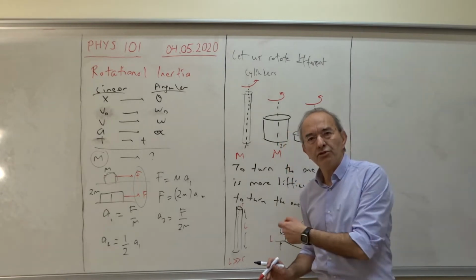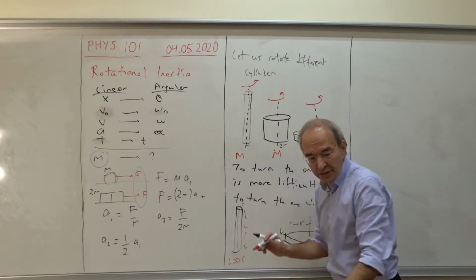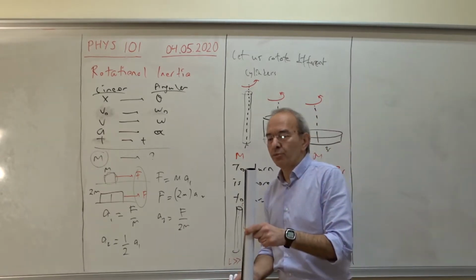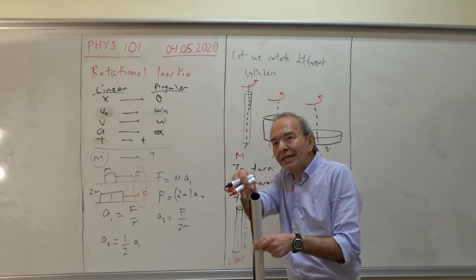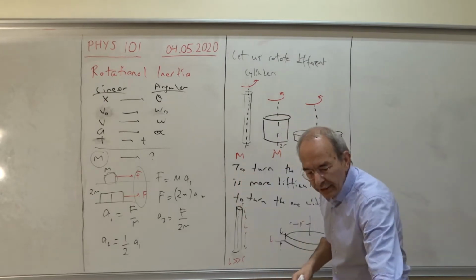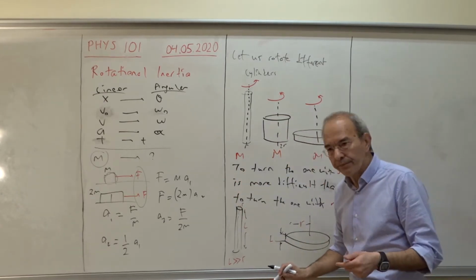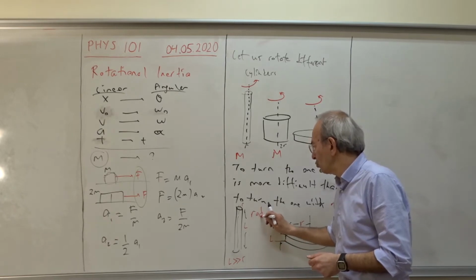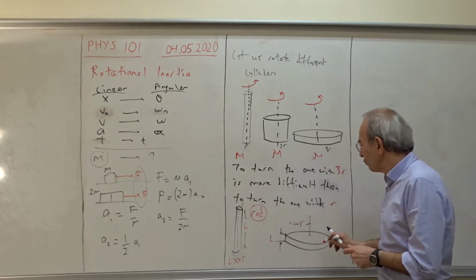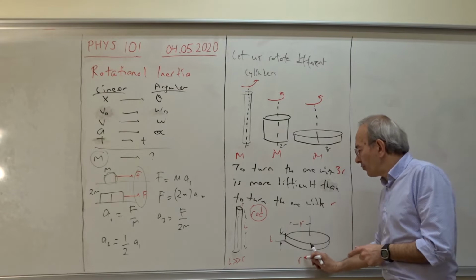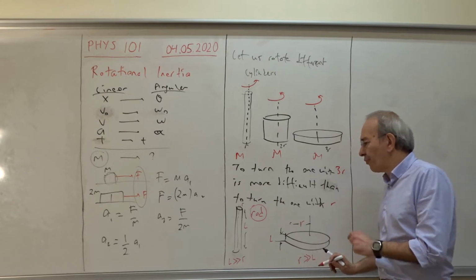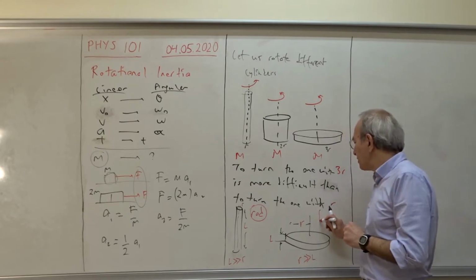If you compare these two lengths, its length, just like this cardboard, its length is much greater than the radius, so this is called a rod. In general, it is called a rod. And the last one, where its radius is much greater than the thickness L, is called a disk.